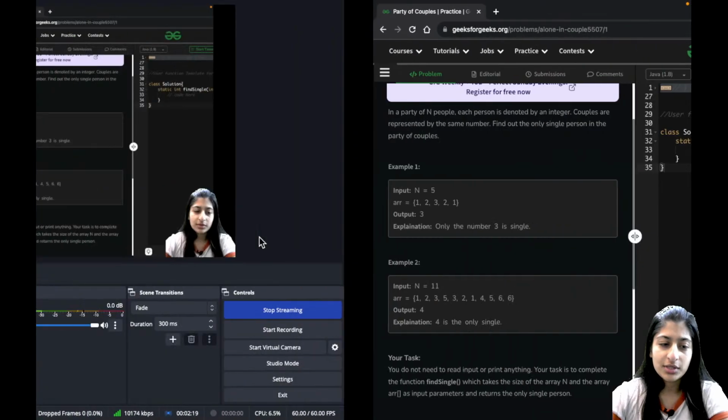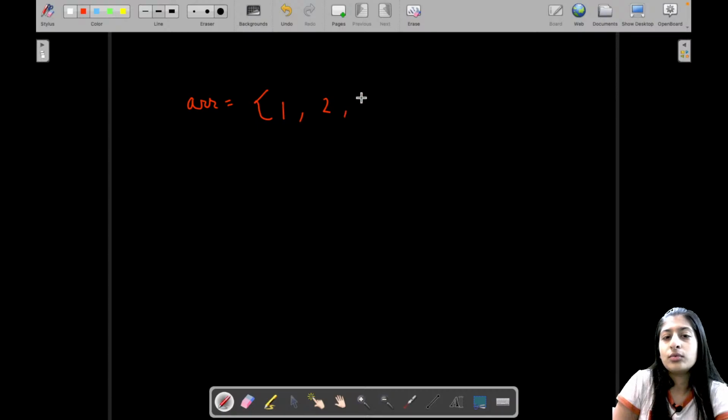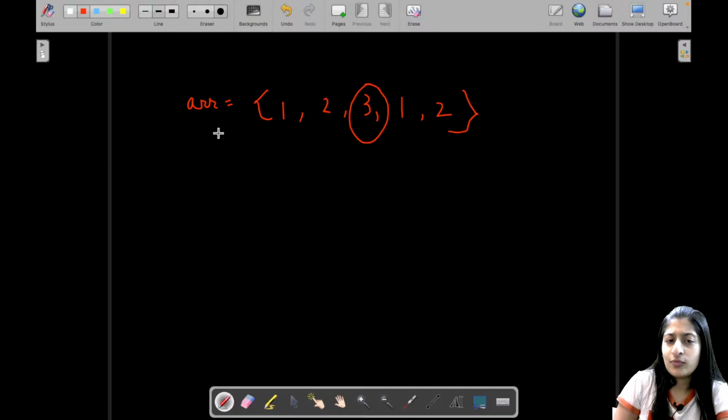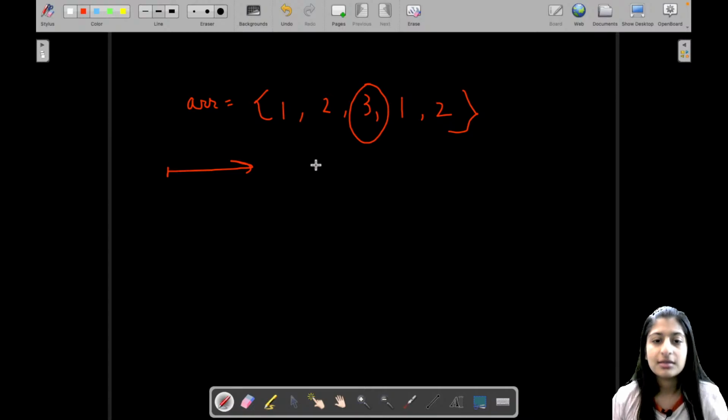So how can we do this problem? Clearly, if I want to solve this problem, I can easily iterate over the entire array. You're given an array like this: 1 2 3 1 2. For example, this is your given array, so I have to return 3. In the brute force approach, I can clearly iterate over this entire array, check which number has frequency 1, and return it, right?